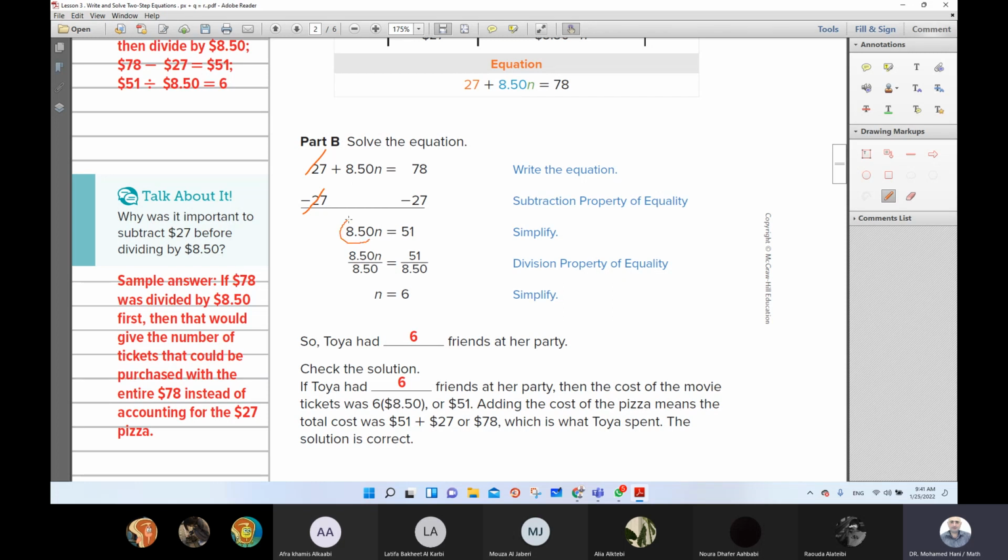Then try to remove the coefficient. So divide the two sides by 8.50. 8.50 n divided by 8.50 equals n. And 51 divided by 8.50 will be 6. So n equals 6, which means Toya had 6 friends at her party.